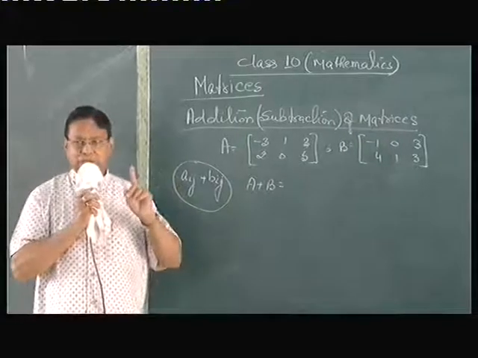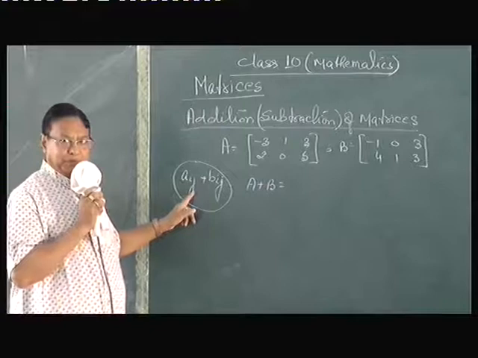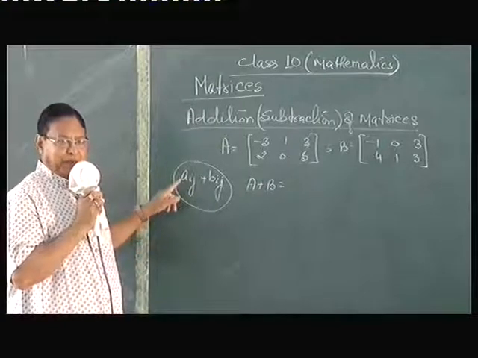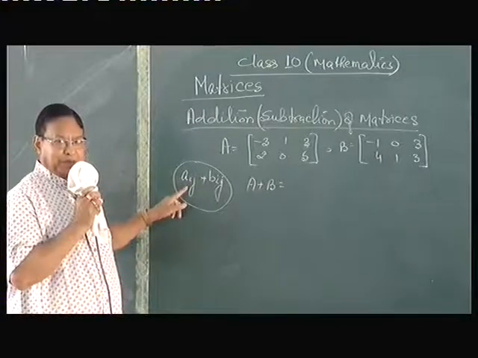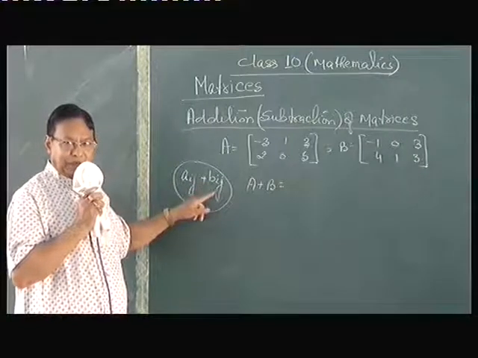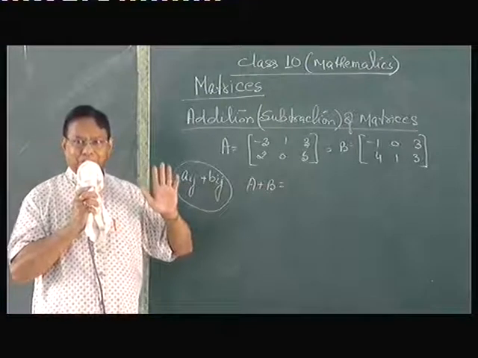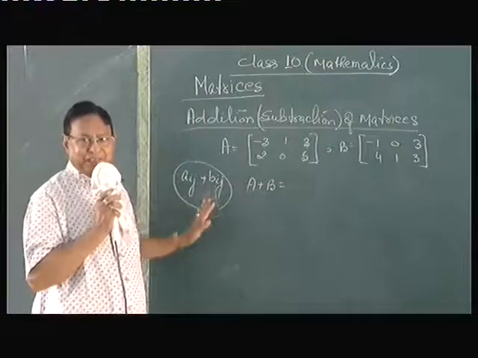Aij, suppose i is 1, j is 2. So A1,2 means the element in the first row, second column will be added to B1,2, the element in the first row, second column. Well, that's again English, you are doing maths. Okay, so don't go for Aij and Bij.